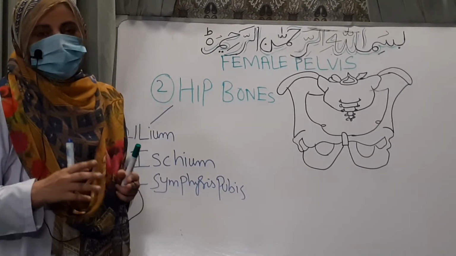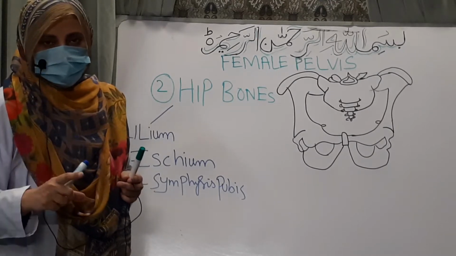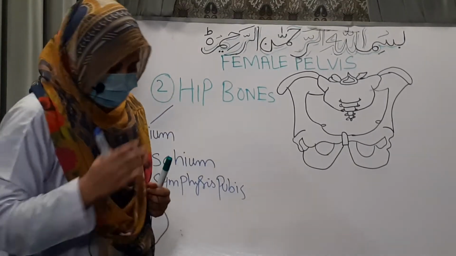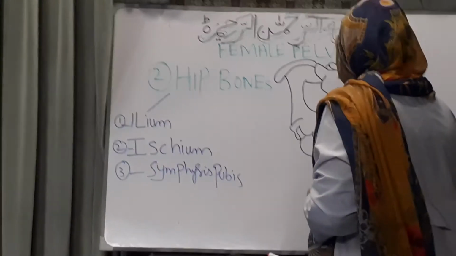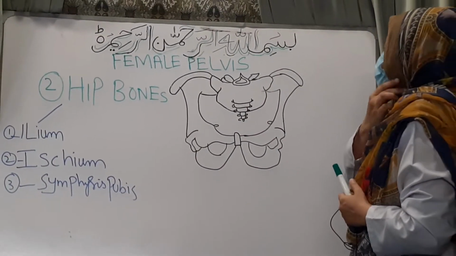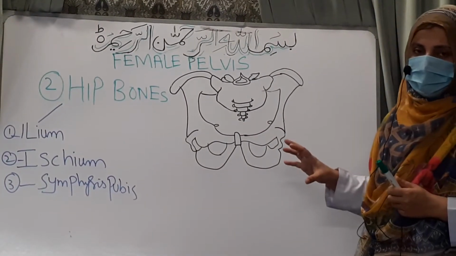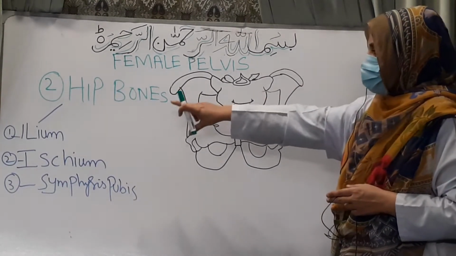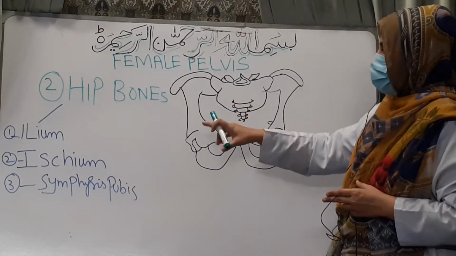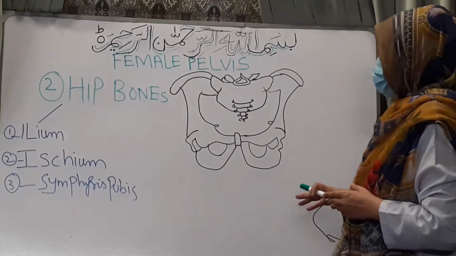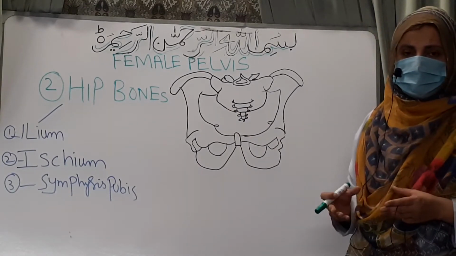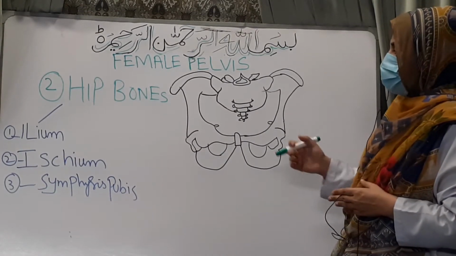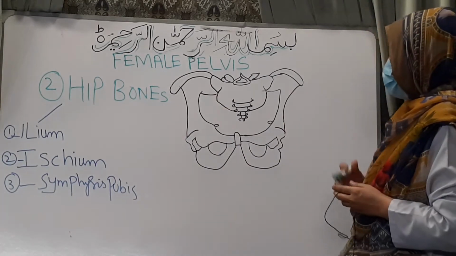Now I am going to demonstrate the parts of the hip bone, sacrum and coccyx bone on the diagram which I have already drawn. This is an animated diagram of the bony structure of the female pelvis. Clear? Now I am going to tell you the parts of the female hip bones. There are two hip bones in the female pelvis. The hip bone consists of three parts. The first part is named ilium.